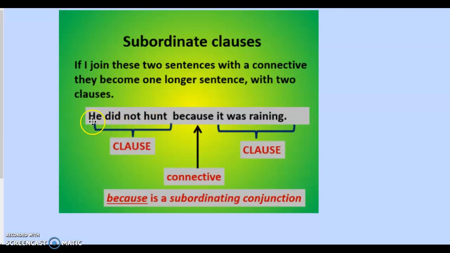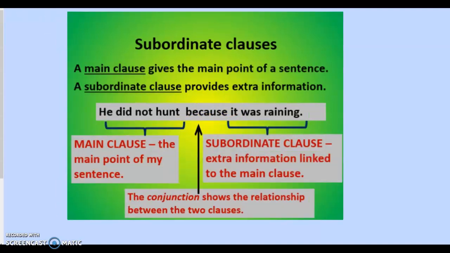When the two sentences are joined with a conjunction, they become one longer sentence. He did not hunt because it was raining. So here we have he did not hunt, which is a clause, and it was raining is a clause. Okay, and they're joined together by because, a subordinating conjunction. So, in a sentence, you always have a main clause, which gives the main point of the sentence. He did not hunt is the main point of the sentence. Okay, and the subordinating clause, because it was raining, provides extra information. That just tells us the reason why he did not hunt.